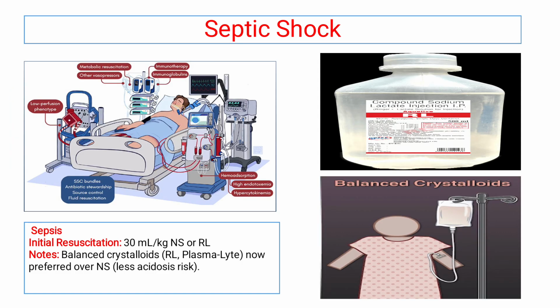In patients with septic shock, the initial resuscitation dose is 30 ml per kg of normal saline or RL. Here we use balanced crystalloids like RL, Plasma-Lyte. They are usually preferred over normal saline.